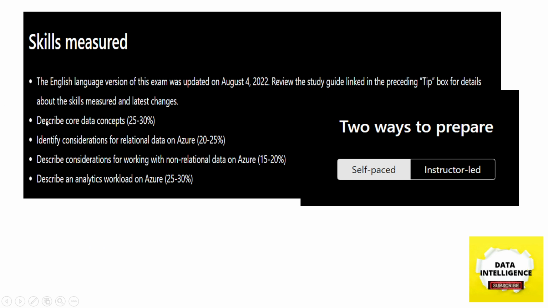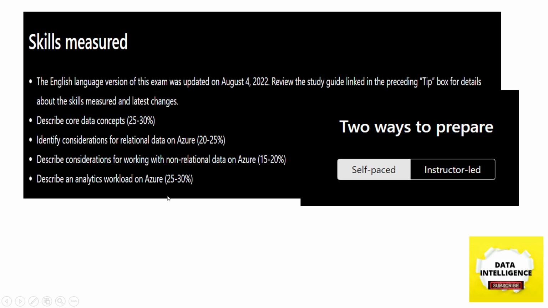One is to describe the core data concepts, which is about 25 to 30 percent, and next is identify considerations for relational data on Azure, which is about 20 to 25 percent, and the considerations for working with non-relational data on Azure, that is 15 to 20 percent, and this is the analytical workload on Azure, which is 25 to 30 percent. So mostly the first topic and the second topic have the higher percentage in evaluating this examination.